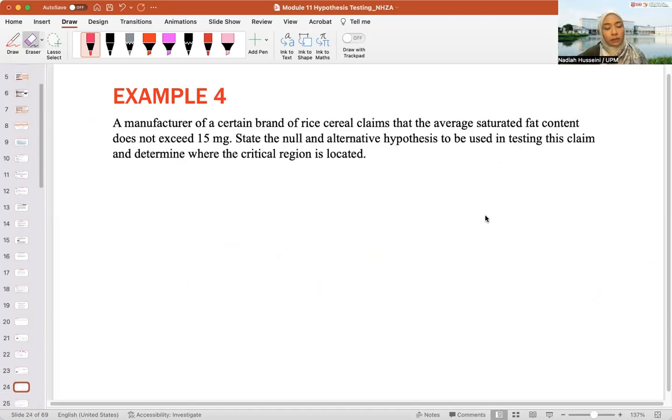Okay, so example number four. If you have any questions, you can interrupt me, okay? A manufacturer of a certain brand of rice cereal claims that the average saturated fat content does not exceed 15 milligrams. So I'm just going to try to form my null hypothesis here. Does not exceed 15 milligrams, so it is less than 15 milligrams. This should be mu, the average, right? Mu.